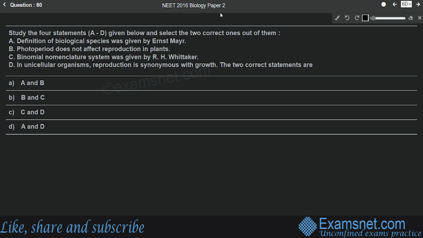Question number 60 is from the chapter The Living World, and the question is, study the four statements A to D given below and select the two correct ones out of them. So four statements are given here and we have to find out the two correct statements. The first statement says definition of biological species was given by Ernst Mayr. This is the correct statement.